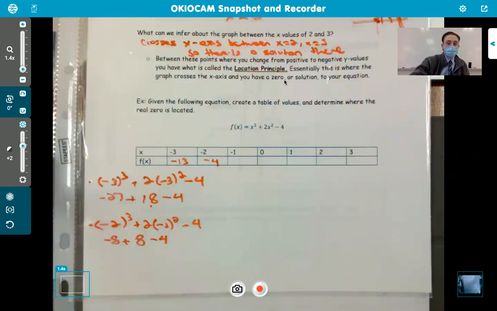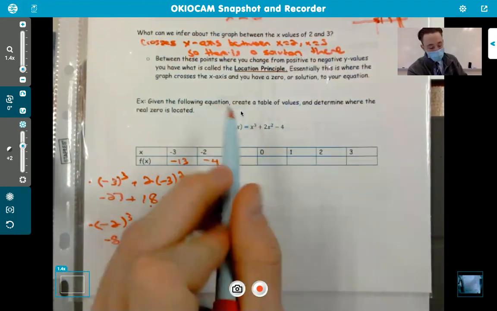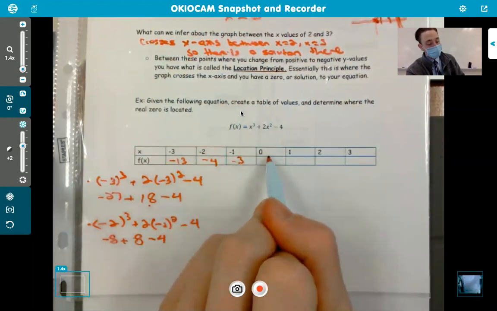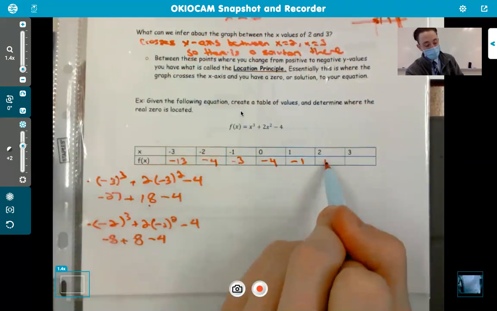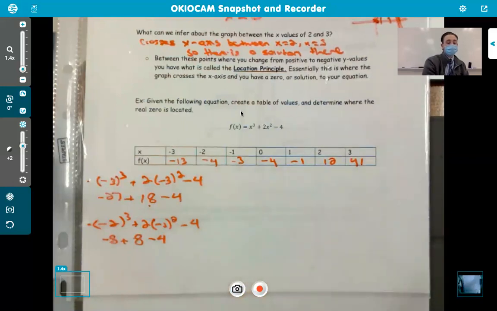Any questions so far just about that process of plugging in values and solving? Okay. You would continue this process, and this is going to be your first step, is to plug in those values, get your y's. If you plug in -1, you get -3, 0, you'd get -4, 1, you'd get -1, 2, you'd get 12, and 3, you would get 41. Okay.